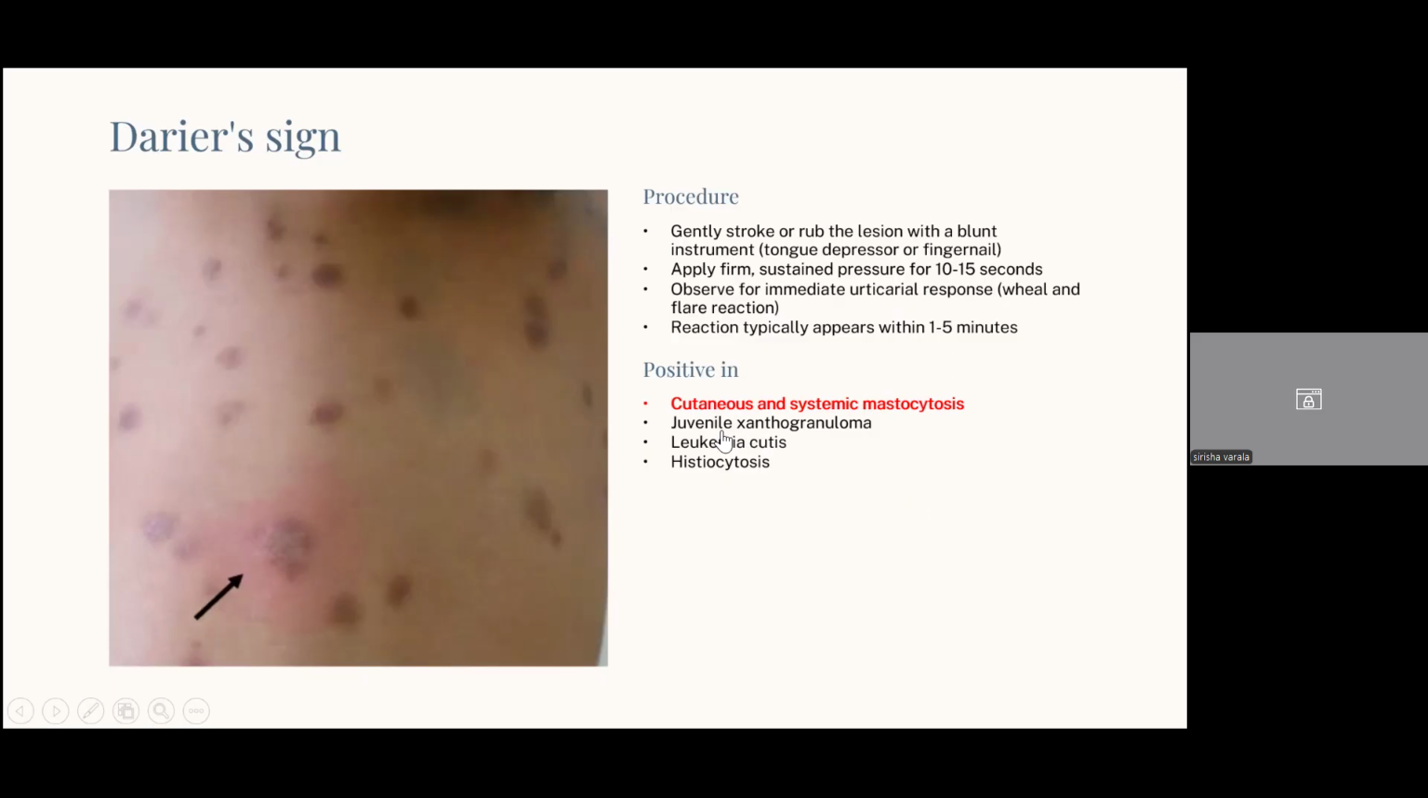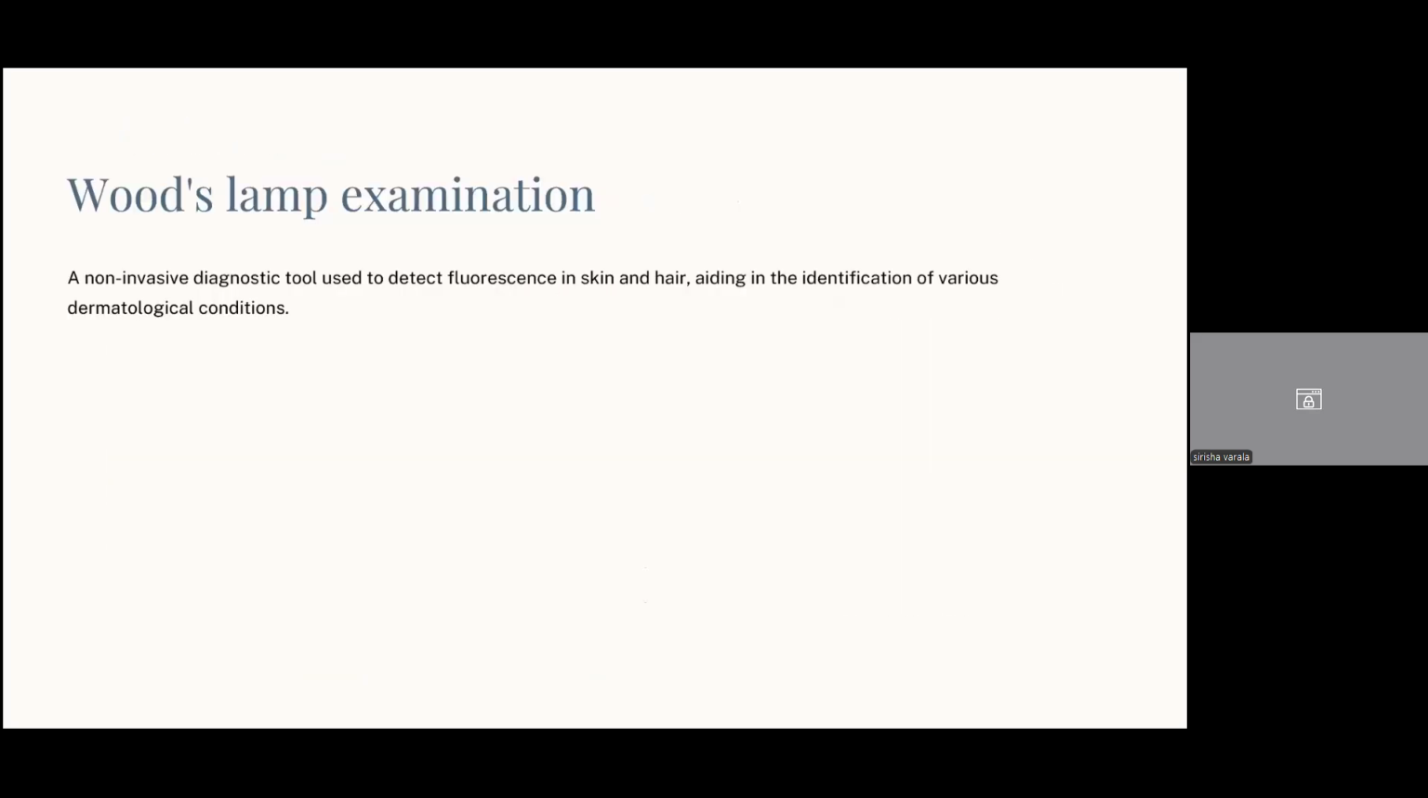Now, it can also be positive in conditions like juvenile xanthogranuloma, leukemia cutis, histiocytosis, etc. But it is very, very classical of mast cell degranulation, which is happening in case of mastocytosis, which is a simple bedside test requiring no equipment. Then coming to Wood's lamp examination.